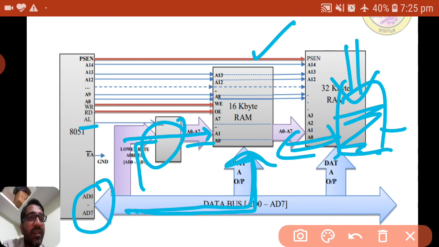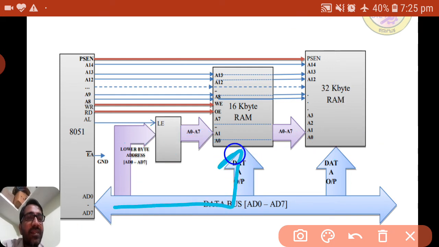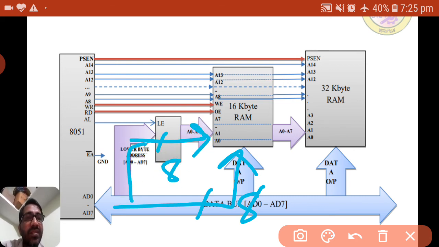Similarly here, an address bus of 8 lines, and here 8 lines, latched through the ALE signal. Address bus, these 8 plus how many are required for 16K? We need 9, 10, 11, 12, 13, the 5 lines.